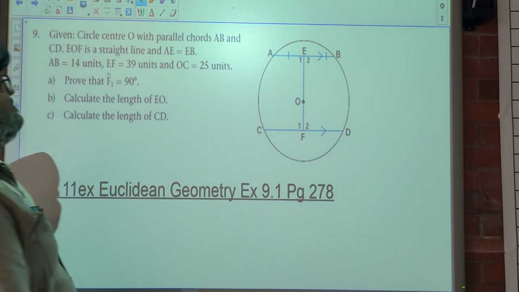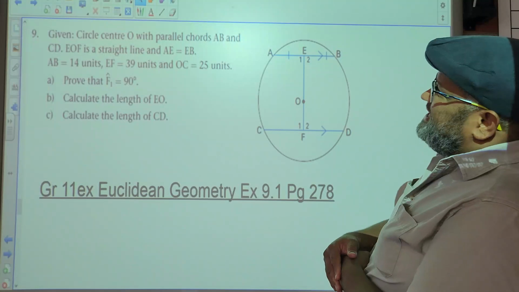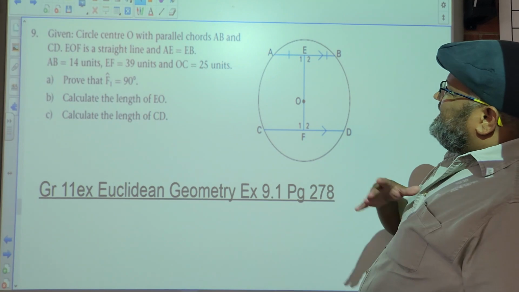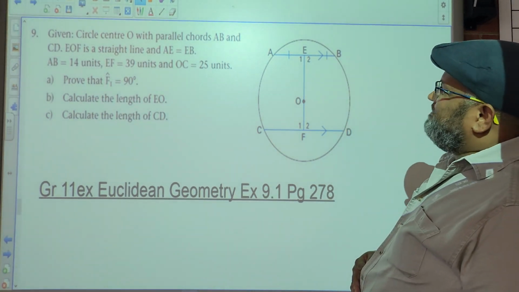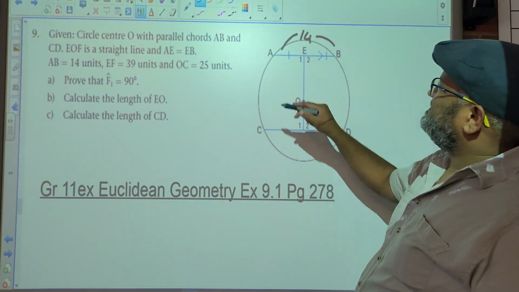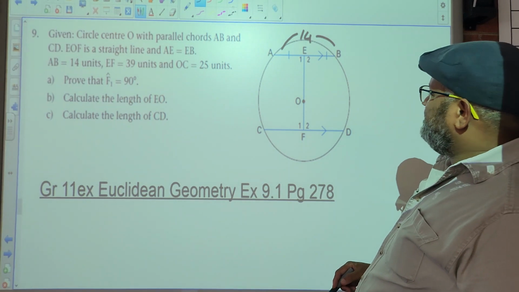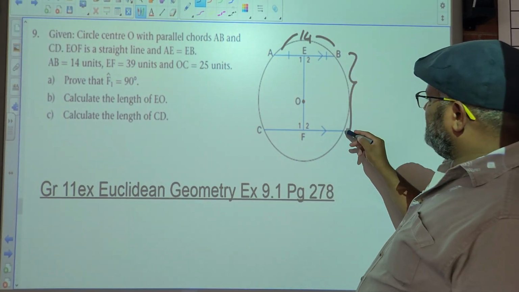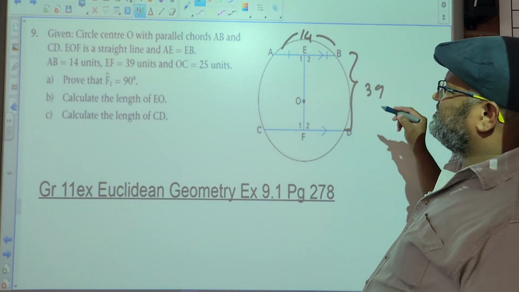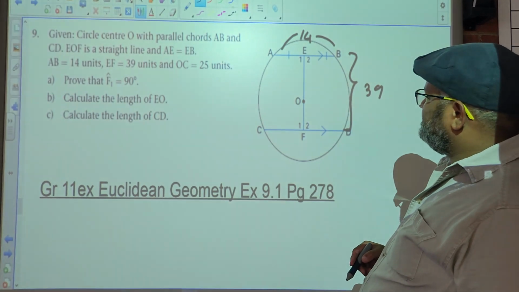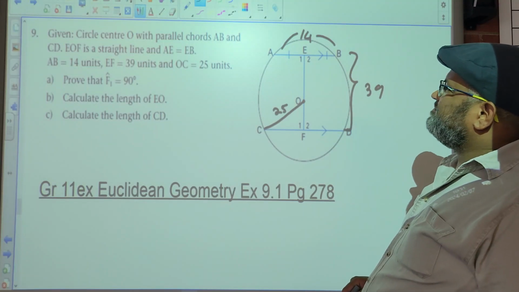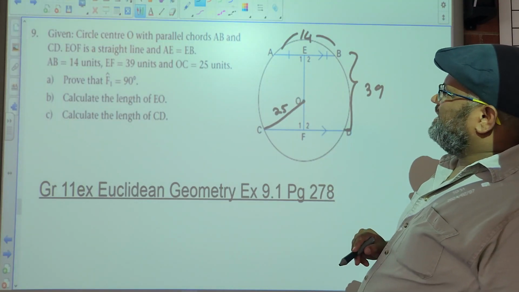So given circle center O with parallel chords AB and CD, EOF is a straight line, AE is equal to EB, AB is 14 units, and EF, this whole length from there to there, is 39 units. OC is 25, which means all the radii are going to be 25. So OA would also be 25.